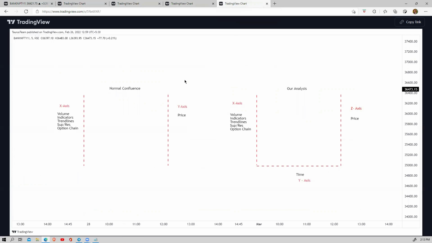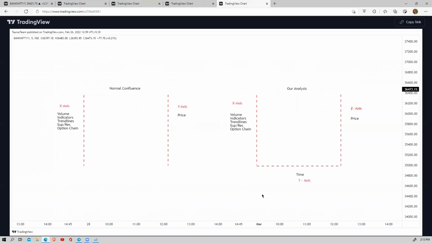This is a normal confluence that we all follow, right? Here, we might use volume, indicators, trend lines, support resistance, option chain, OI, and whatnot to understand what might happen next. And on the other side, it is pure price, where it is, and the fundamental things. So in this confluence, you're having two loopholes, one towards the upside and one towards the downside. There are two chances to win the trade and two chances to lose the trade. This is a 50-50 chance.